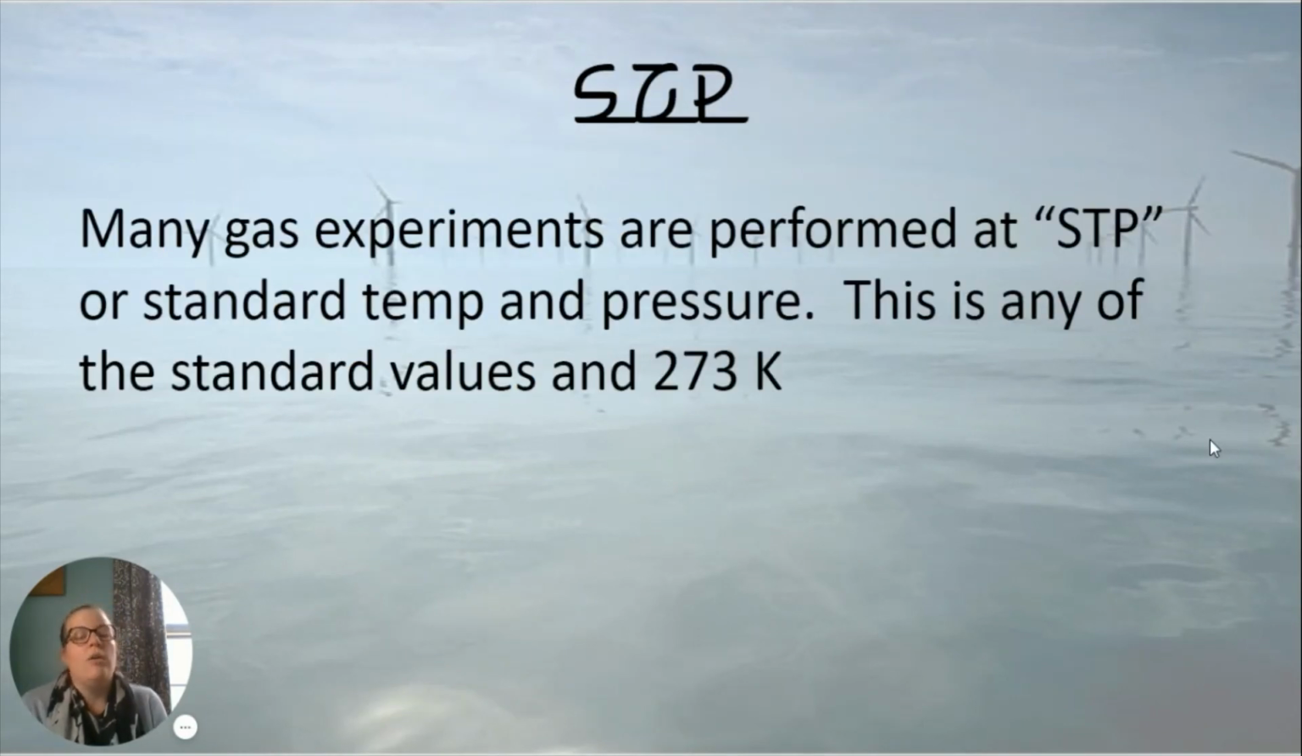Okay. Now, when they talk about gas experiments, a lot of them are performed at what they call STP. And STP stands for standard temperature and pressure. And that is any of those pressure values from before, as well as 273 Kelvin. So if you see that experiments happening at STP, these are your conditions. 1 atm, 273 Kelvin. 760 torr, 273 Kelvin. So we're going to kind of be going back and forth with those.